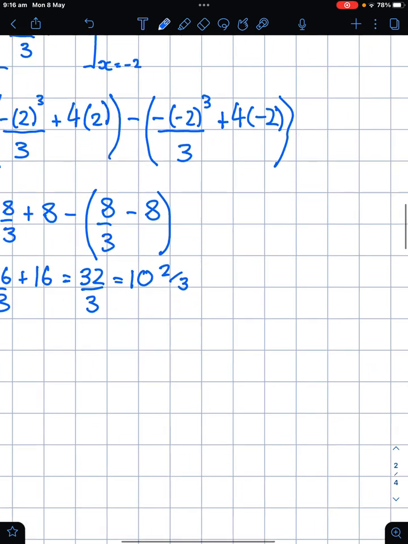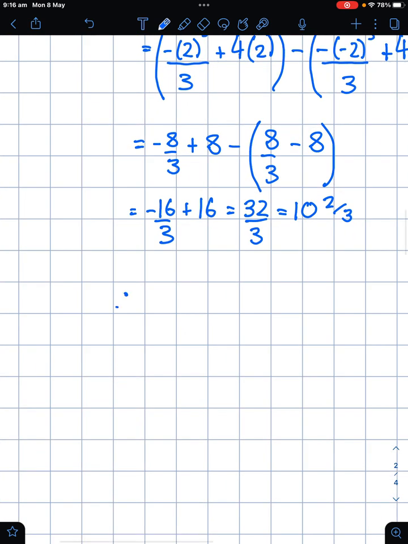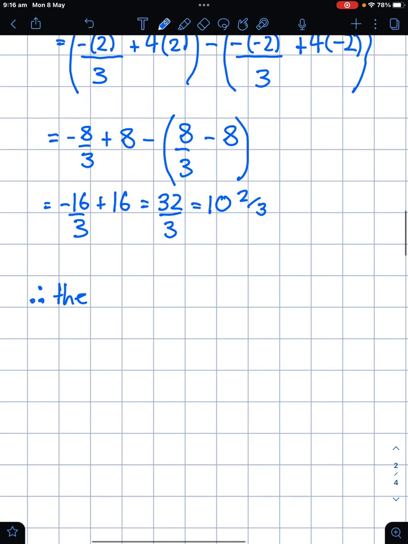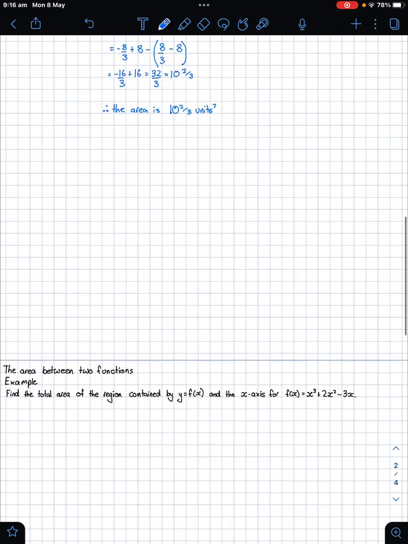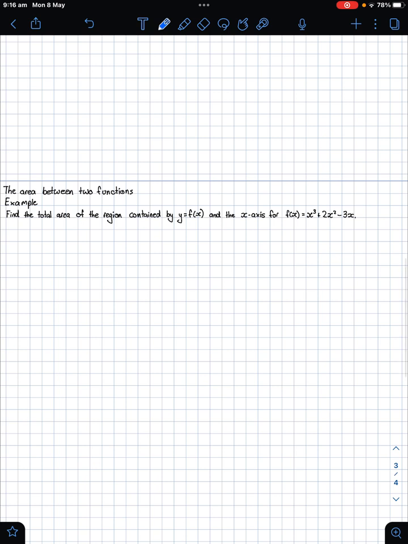And then because this is an area, therefore the area is 10 2/3 units squared. I'm sorry, this one's taken a bit long, but I want to get through all three for you so we are in a good spot.